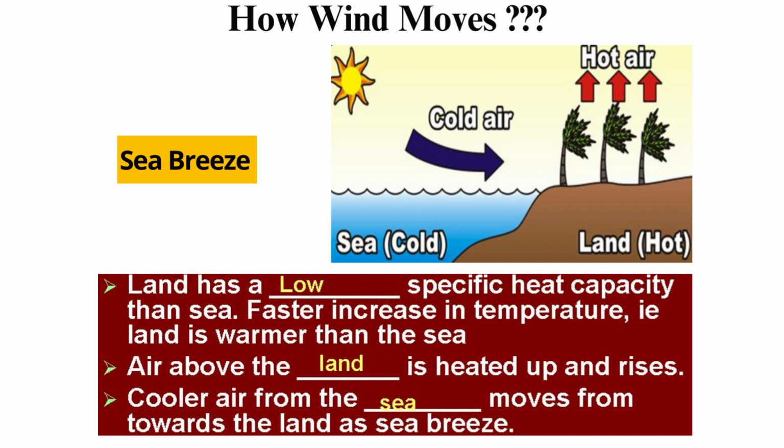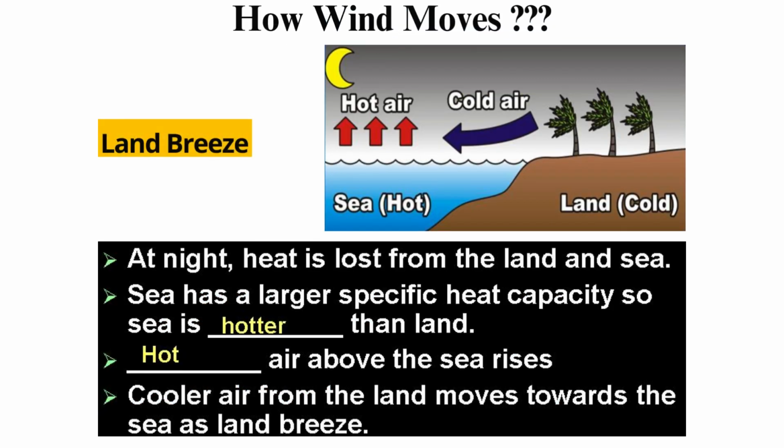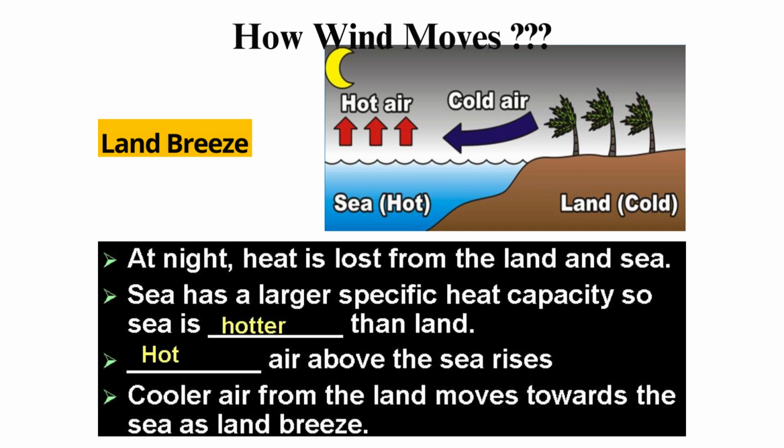In case of sea breeze, land has a lower specific heat capacity than sea. Faster increase in temperature, i.e. land is warmer than sea, air above the land is heated up and rises, cooler air from the sea moves towards the land as sea breeze. In case of land breeze, at night, the heat is lost from the land and sea. Sea has a larger specific heat capacity, so sea is hotter than land. Hot air above the sea rises, cooler air from the land moves towards the sea as land breeze.